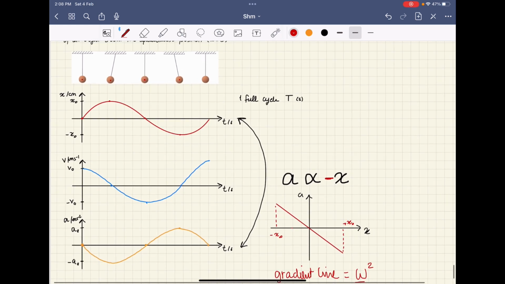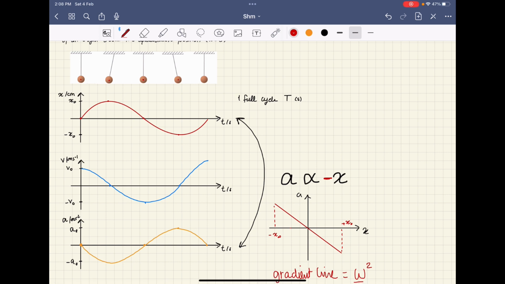So let's take this pendulum for example. We know that if we start from this point, the oscillation represents, okay, I tried my best.